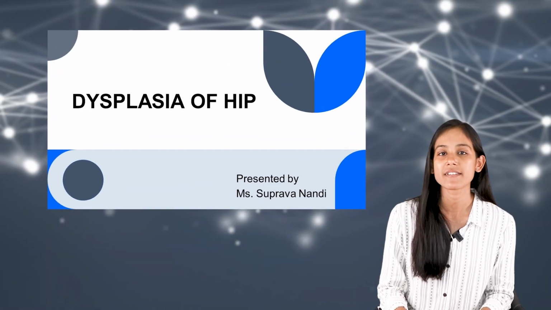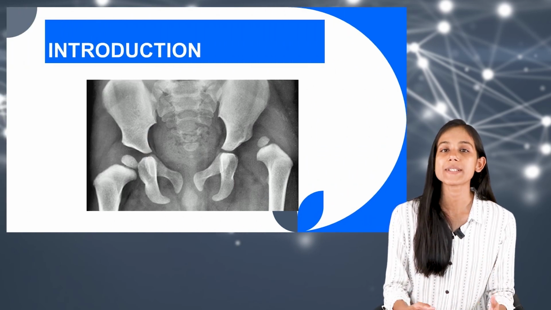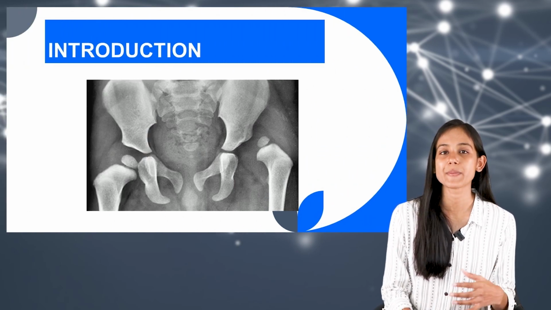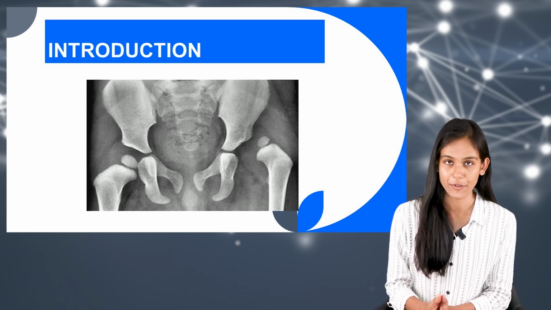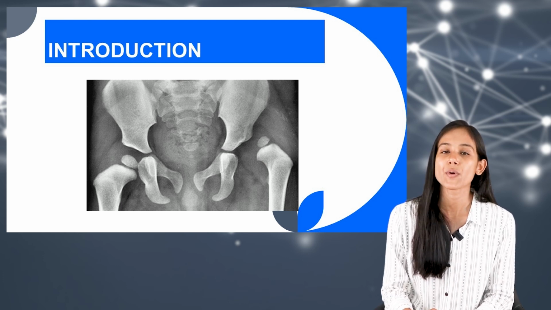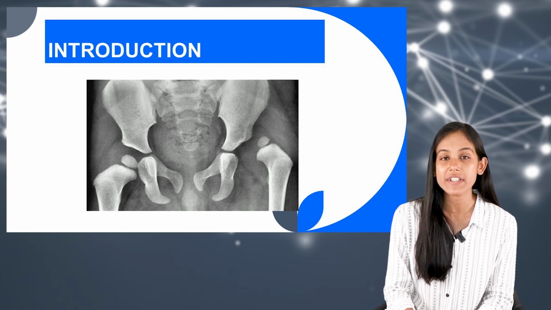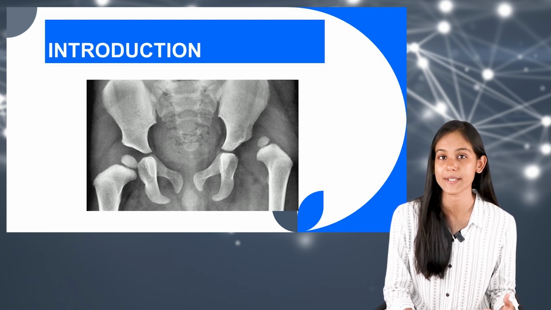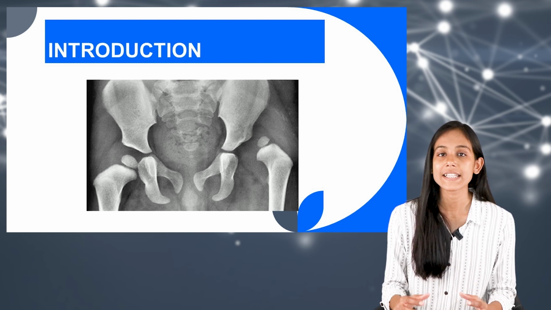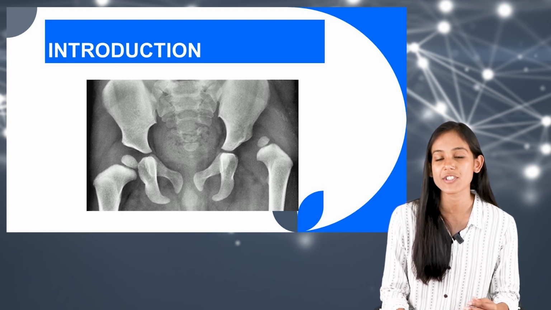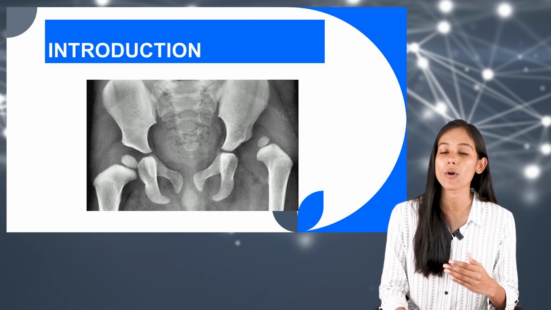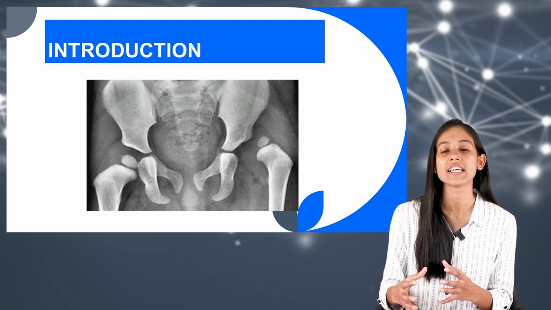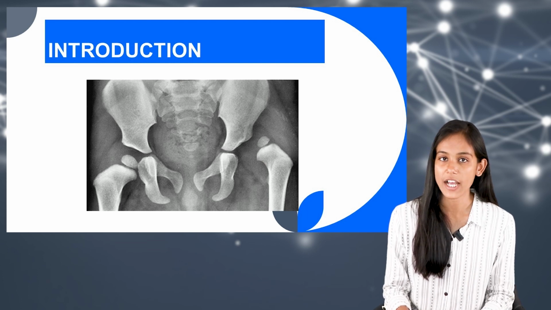In today's session, we will be discussing dysplasia of hip. Dysplasia of hip means there is presence of abnormal cells in the tissues or in that particular part of the body, right? This dysplasia of hip was previously known as congenital dysplasia of hip, and now it has changed to dysplasia of hip. So that means it is not only congenital, but it also can be acquired during the infancy or in the childhood.